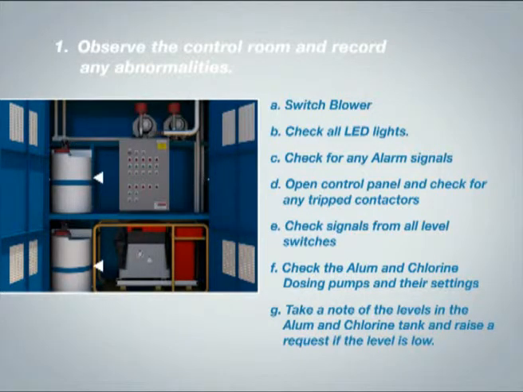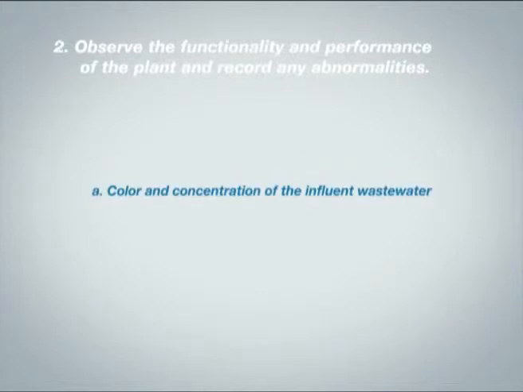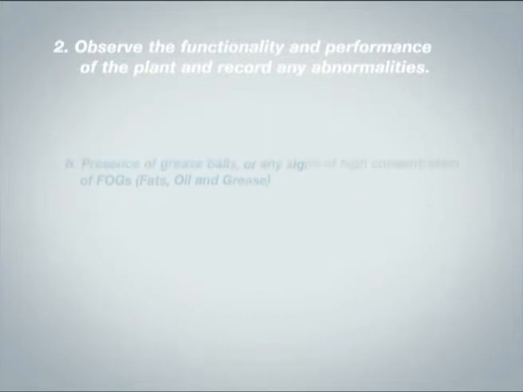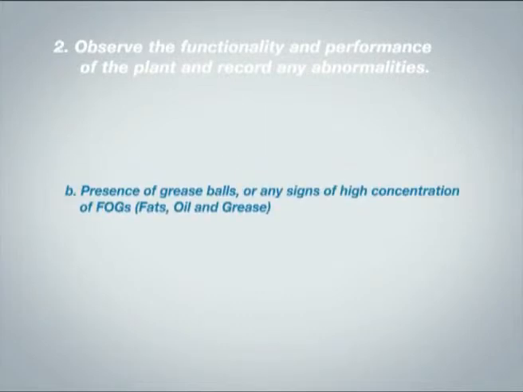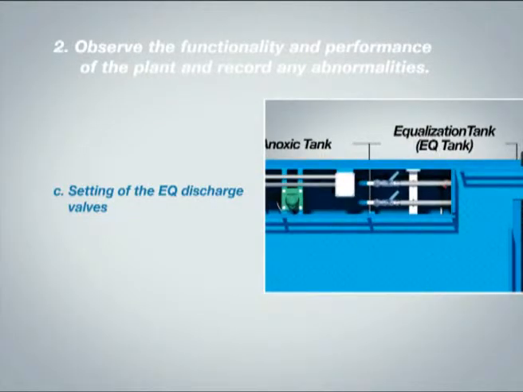G. Take a note of the levels in the alum and chlorine tank and raise a request if the level is low. 2. Observe the functionality and performance of the plant and record any abnormalities. Observe and record the following. A. Color and concentration of the influent wastewater. B. Presence of grease balls or any signs of high concentrations of FOGs, fats, oil, and grease. C. Setting of the EQ discharge valves.